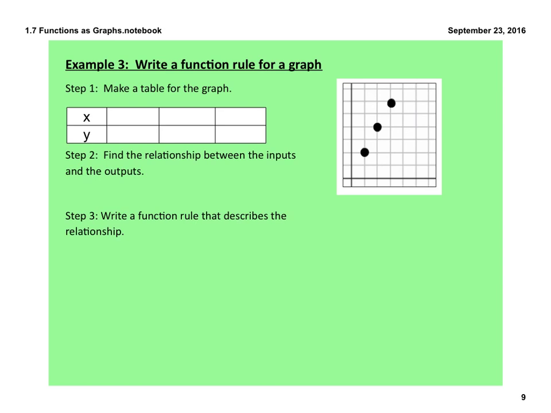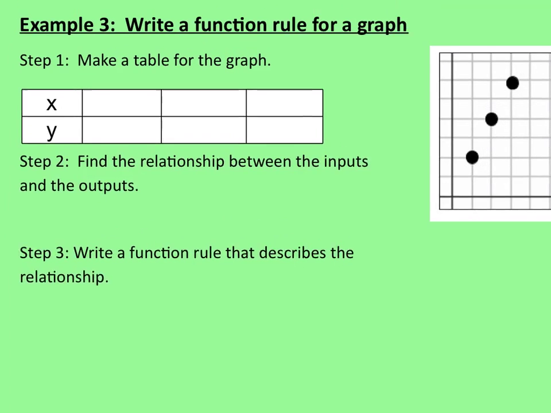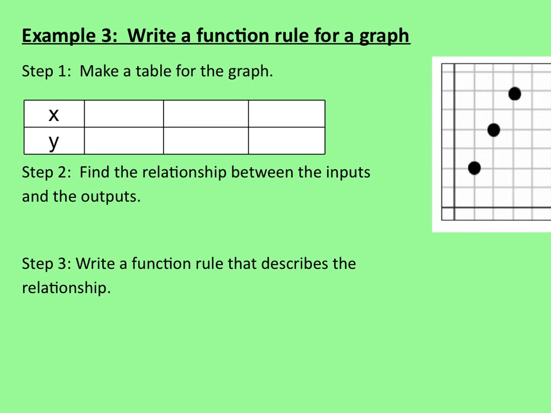In this example, we have a graph. We want to write a function rule for this graph. We want to write an equation. So first thing we do is we're going to make a table for this graph. So we have to read the ordered pairs. And you'll notice that this graph isn't labeled with a scale, and when the graph is not labeled with a scale, we assume that each mark on the x and y axis represent 1 unit.